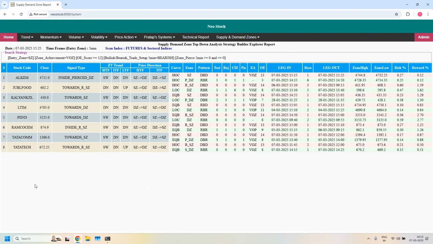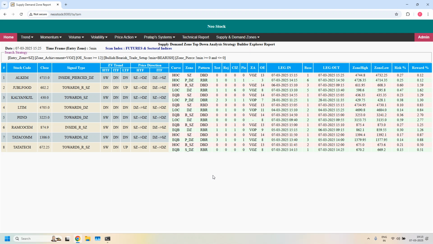So we got 8 stocks. Currently these 8 stocks are supporting bearish trade setup for hourly income trade. And all the entry time frame zones are 5 minute supply zones. Out of these 8 5 minute supply zones, how many are having more probability to get the success? We need to find that. So we can find based on the zone confluence.